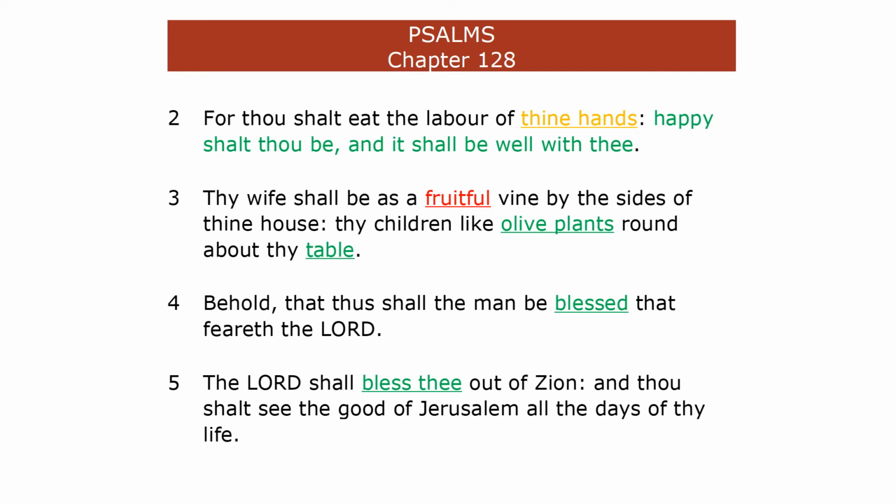"Behold, that thus shall the man be blessed." And God bless man. Going back to Genesis 1, verse 28. He blessed man, he says, be fruitful, multiply, subdue. So left hand, right hand, and then have a plant-based diet. All of this is summed up in Psalms 128. It's describing to you the 5 divine laws.